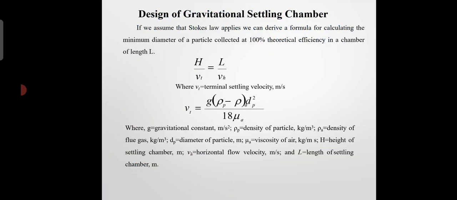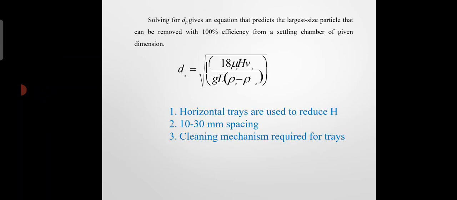So solving this, we get Vt is equal to g into (rho P minus rho A) into dP square divided by 18 into mu A, where g is the gravitational constant, rho P is the density of the particulate matter, rho A is the density of the gas stream, dP is the diameter of the particle that can be settled in this velocity. Mu A is the viscosity of the air. So solving this for dP, we get dP is equal to square root of 18 mu H Vh divided by g L into (rho P minus rho A).